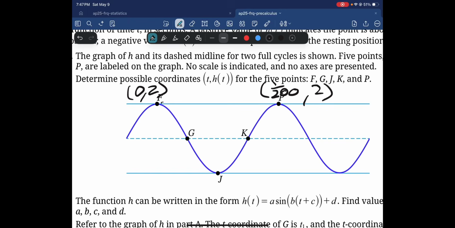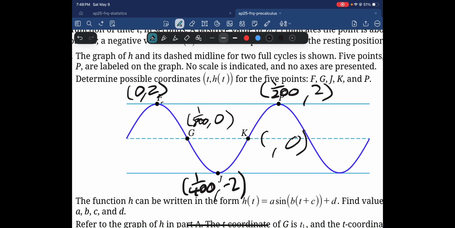Well, we know it's a sinusoidal function, so the distance from here and here will be equal. That's pretty intuitive. So we'll just split the difference here, 1 over 400. And we know it's negative 2 because it oscillates the same amount up and down, which is 2 millimeters. Now, G and K are both at the midpoint, so they both have to be 0. Then we can split the difference again, 0 and 1 over 400, 1 over 800. Pretty easy. 1 over 400, 1 over 200, 3 over 800. Just label the things and you're set.